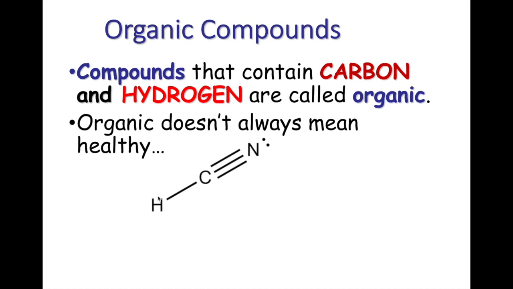Now, when we think that organic means healthy, like organic food, it's not necessarily always the case. This here is hydrogen cyanide, a very toxic poison. It has a carbon, it has a hydrogen. We call this an organic compound, with the nitrogen. However, it is extremely toxic to living things. It smells like almonds. We know because they've used it in the gas chamber. When people smell it, they say it smells like almonds and then they die. So cyanide is a very deadly organic compound. So let's not assume that everything that's organic is healthy.